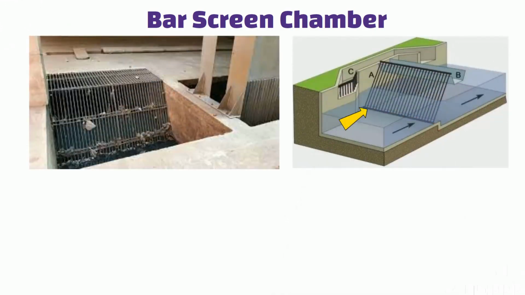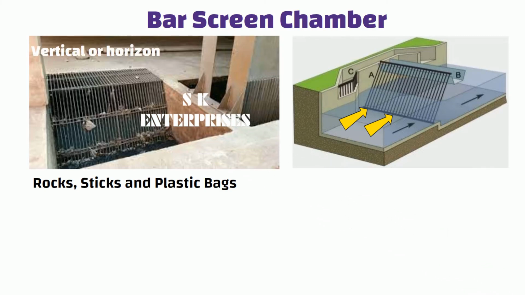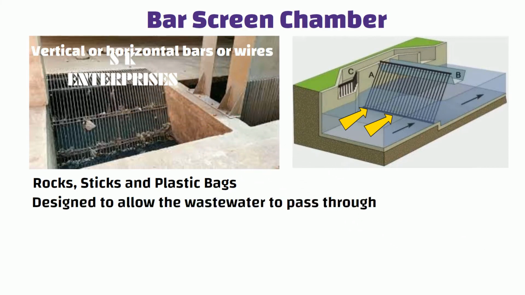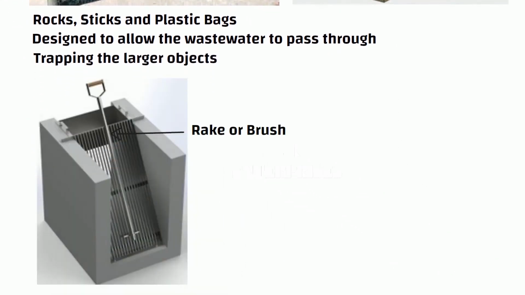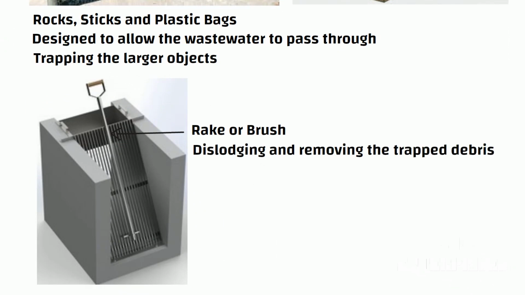Bar screen chamber. As the wastewater flows through the bar screen chamber, any large objects such as rocks, sticks, and plastic bags are trapped by the bar screen. The bar screen consists of a series of vertical or horizontal bars or wires which are spaced close together. The bars or wires are designed to allow the wastewater to pass through while trapping the larger objects. This system typically consists of a rake or brush that moves along the surface of the bar screen, dislodging and removing the trapped debris.